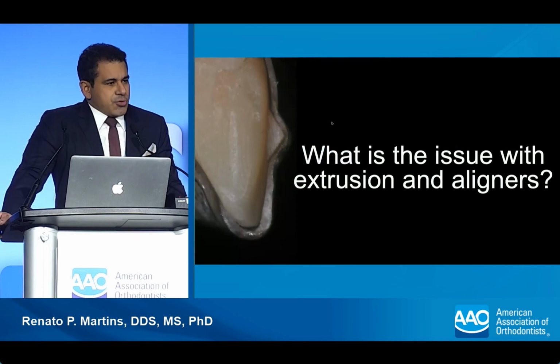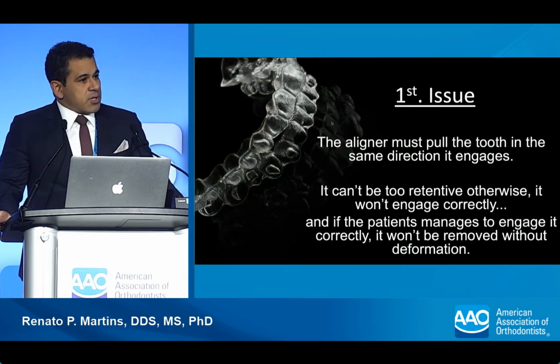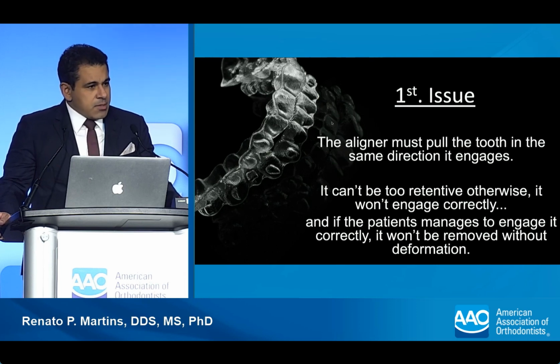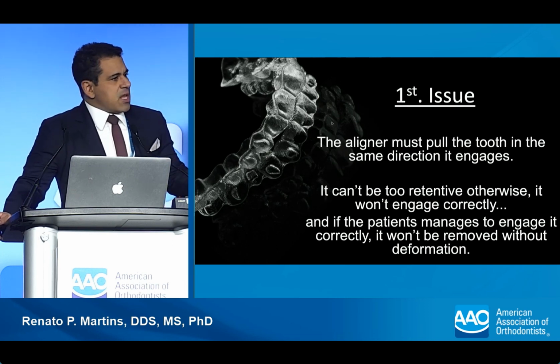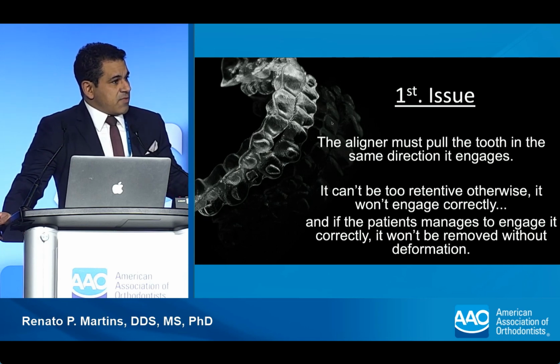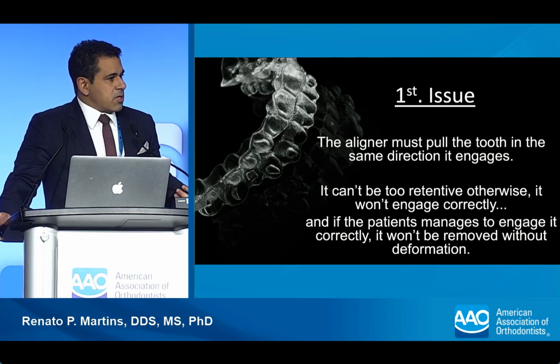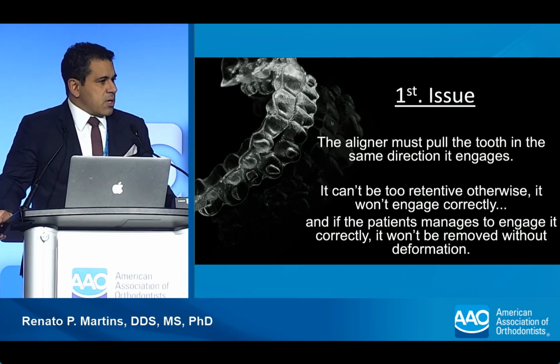So what is the issue with extrusion and aligners? Well, the first issue is that the aligner must pull the tooth from the same direction it engages. So it has to be flexible to fit, but it cannot be too retentive to be removed. Because if the patient tries to fit the aligner, and it fits very, very retentively, it's going to distort once the patient pulls it out. So there has to be an equilibrium.